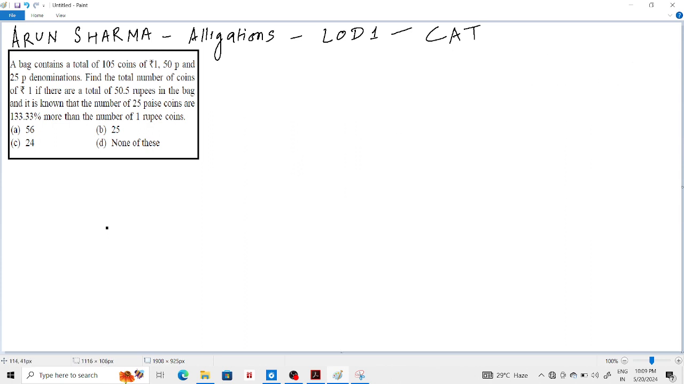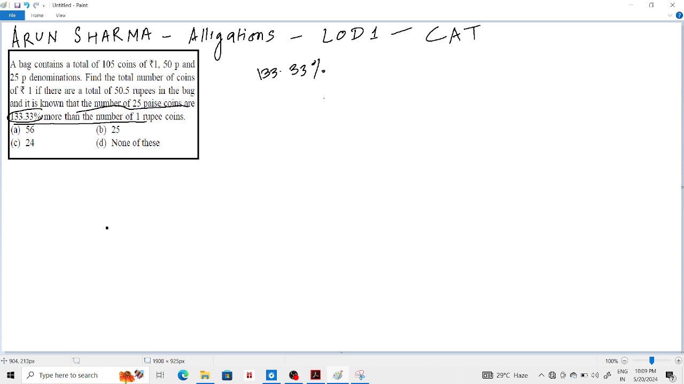So here there is one thing to note, that the number of 25 paise coins is 133.33% more than the number of rupee 1 coins. Now this particular percentage, 133.33%, appears quite intimidating to us, because we will have to remove the point, divide it by 100, then let the number of 1 rupee coins be x, and then do x plus 133.33 percentage of x, so that we will get the 25 paise coins. So it will be a long calculation.